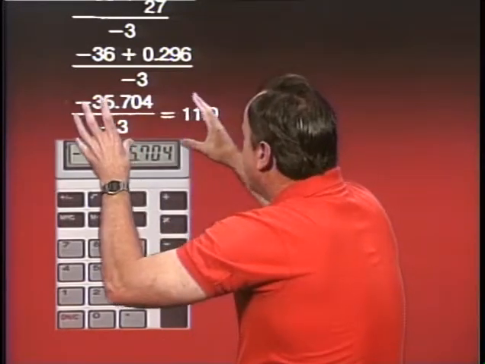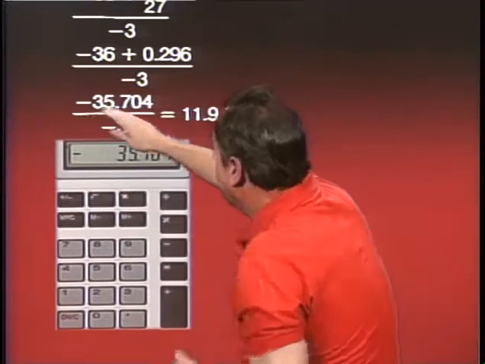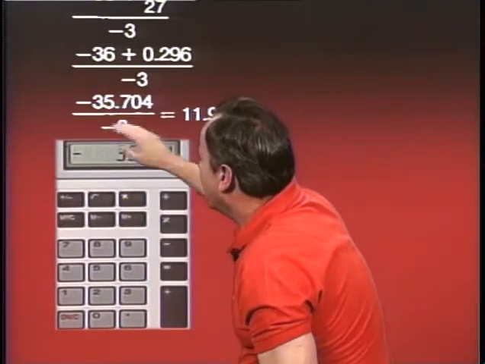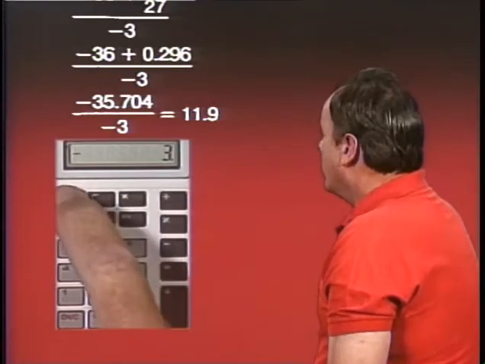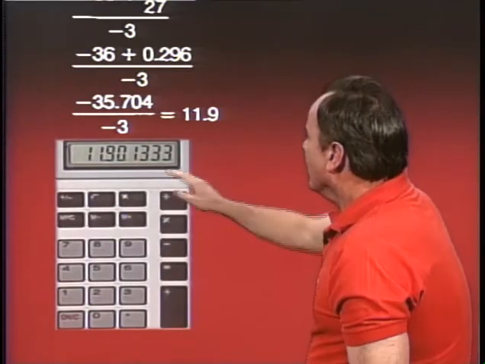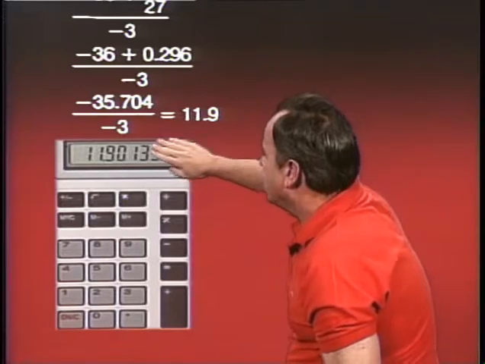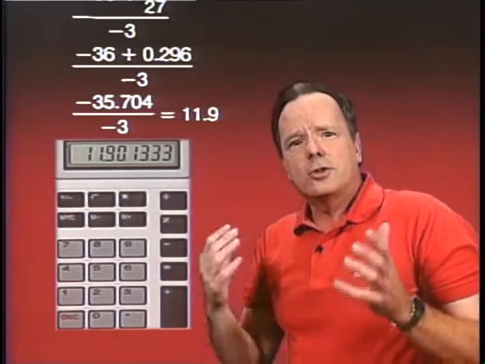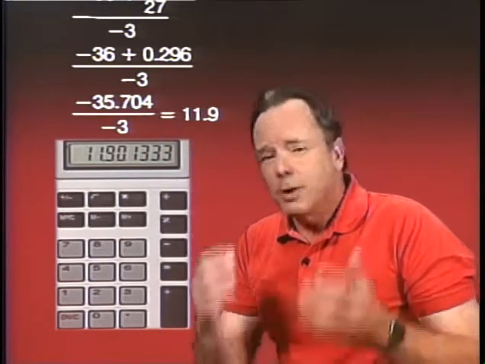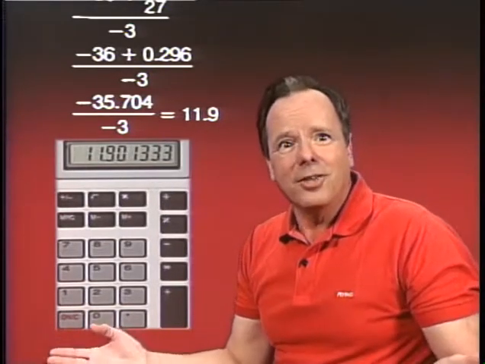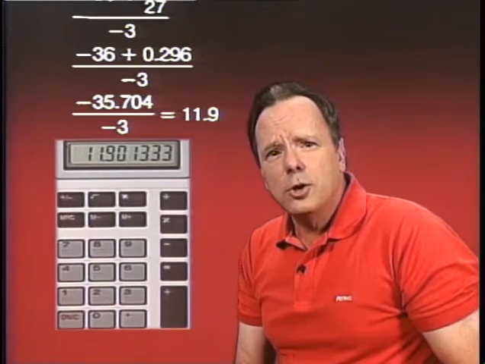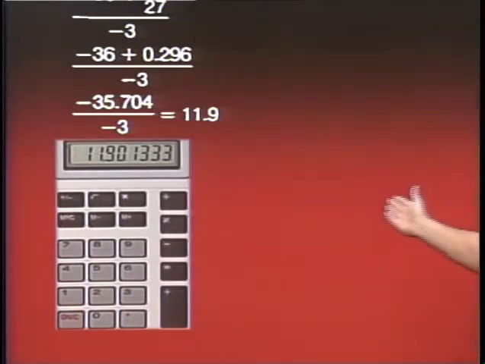And now to solve that problem, all we have to do is take minus 35.704 divided by minus 3, and we've got the answer to the equation. And the answer is 11.9, and that's what they have on the test, 11.9. And you can see there is nothing to it. Probably the trickiest thing to this whole thing was 3 to the minus 3 power, and you figured that out. Resolve the parentheses, use your electronic calculator, and it all makes sense.